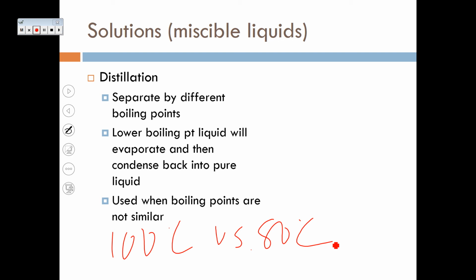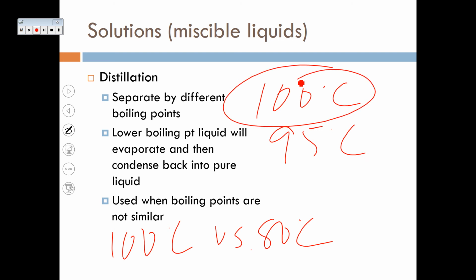If your boiling points are too close, for example, if you have a substance with a boiling point of 100 degrees Celsius and one with a boiling point of 95 degrees Celsius, there's a greater chance that some of this substance will boil with the 95 degrees substance, and so the separation won't be as pure.